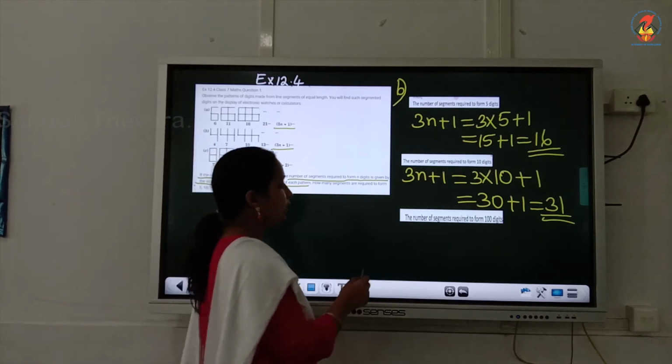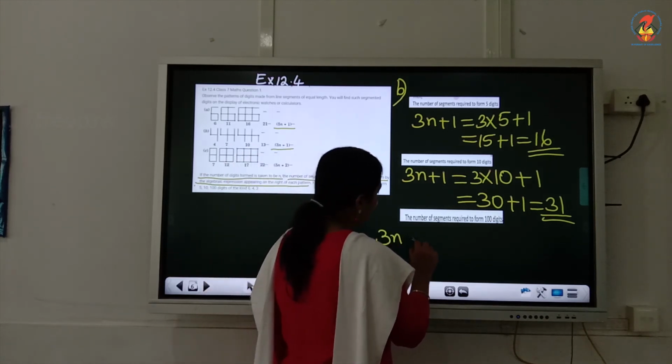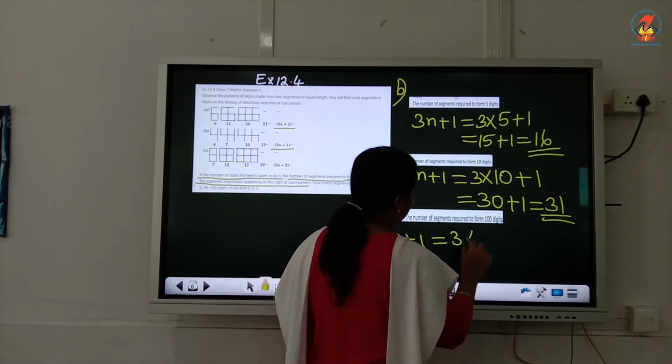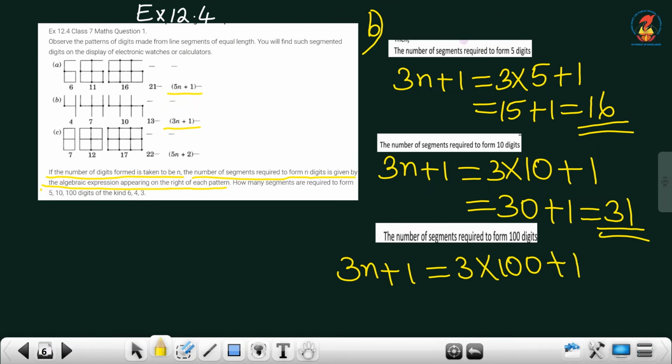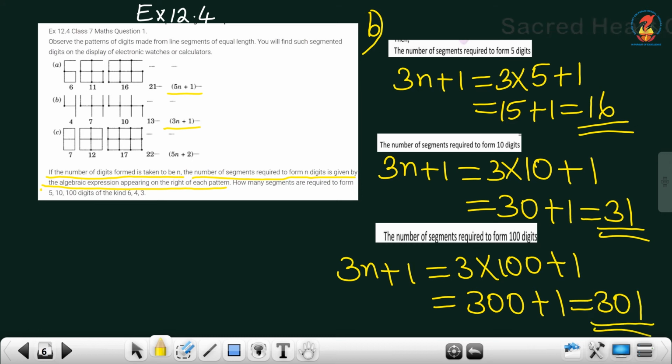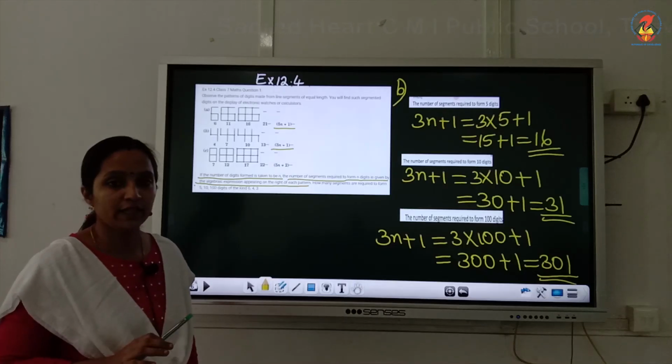Now the third one. Again in the place of n you substitute the value 100. So what answer will you get? 300 plus 1. What is the answer? 301. So what is the meaning? 301 line segments are required to form 100 digits of the second type pattern. I hope it's clear for everyone.